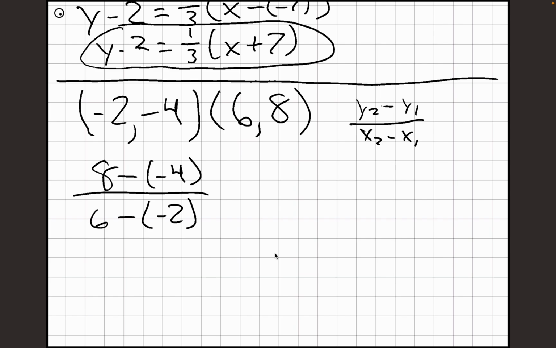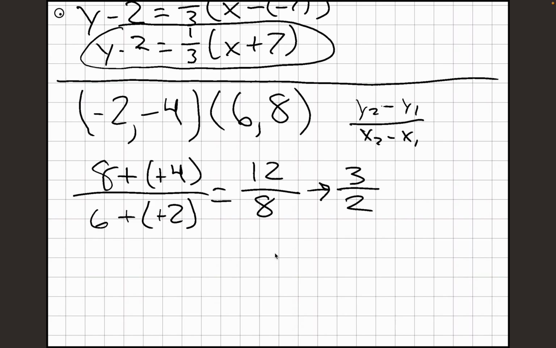Perfect. Okay. So what's 8 minus negative 4? 12, because we're going to end up adding. And then 6 minus negative 2? 8. All right, how can we simplify this? 3 over 2. Okay, we got our slope. Now, how do we put this into point slope form?